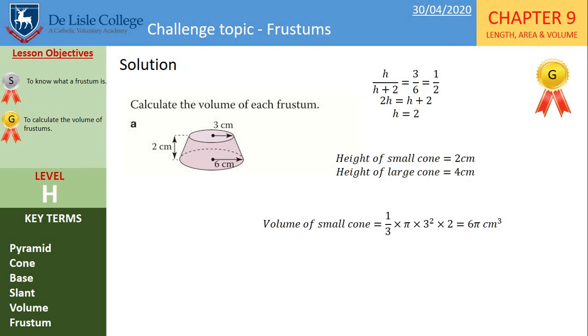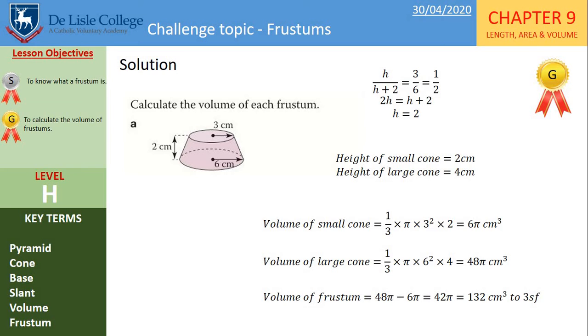Okay, volume of the small cone, so substitute into the formula, we get 6 pi. The volume of the large cone is 48 pi. We'll subtract to get 42 pi, which to 3 significant figures is going to be 132 centimetres cubed. So well done if you managed to get that.